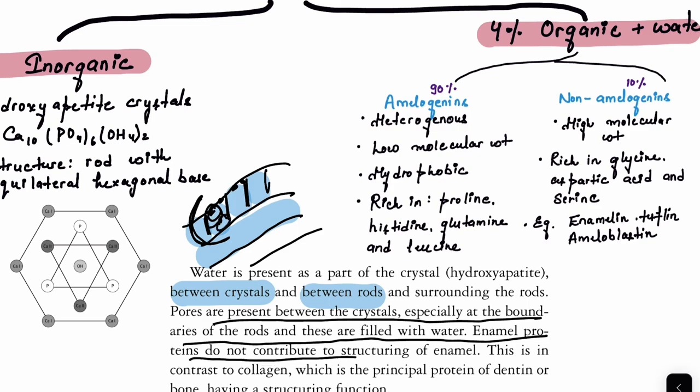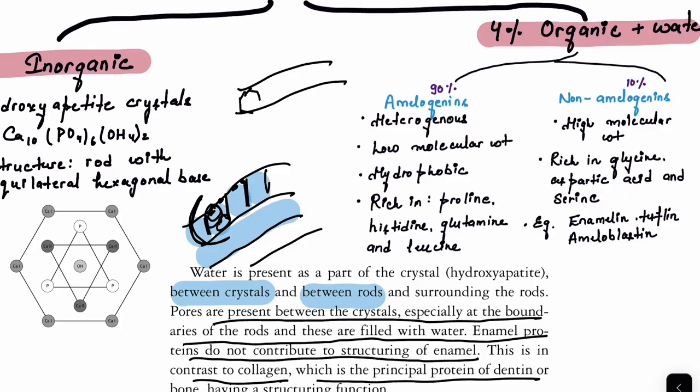Enamel proteins do not contribute to the structure of enamel, in contrast to collagen, which is the principal protein of dentin or bone, having a structural function. So when I have these rods in the structure, these rods form the main structure of the enamel. Enamel proteins will mainly be a part of the matrix. They lie here and there, so they don't have any function in the structure or strength of the enamel.